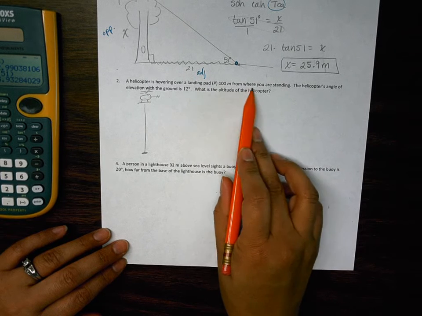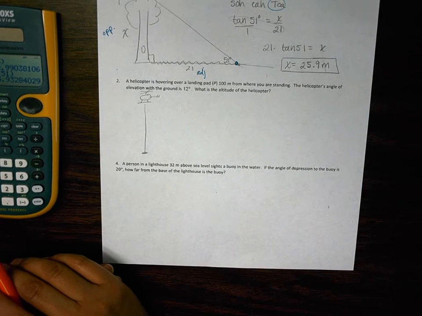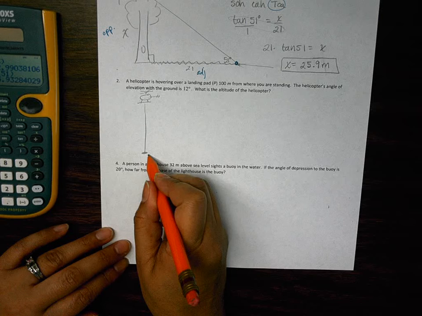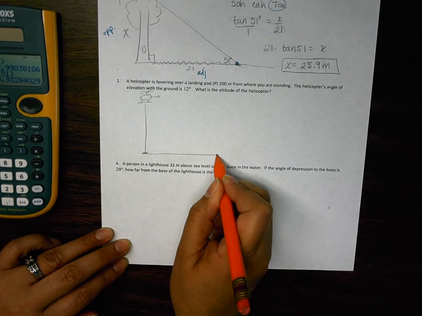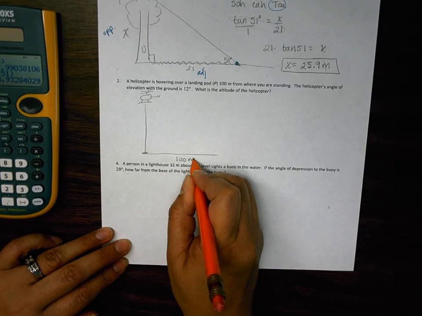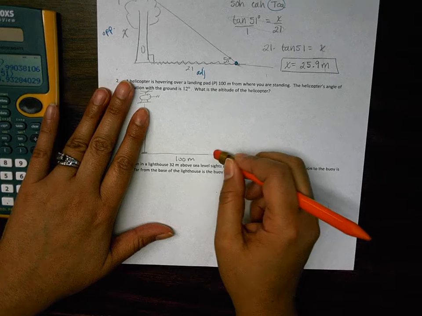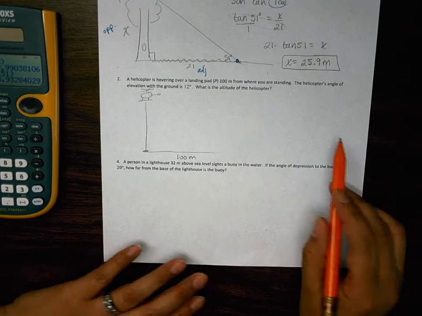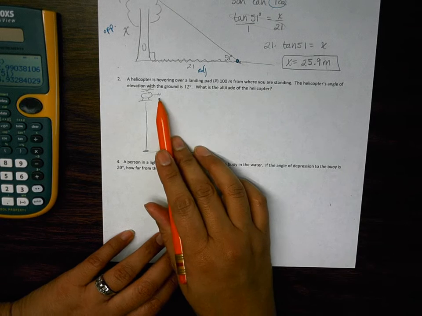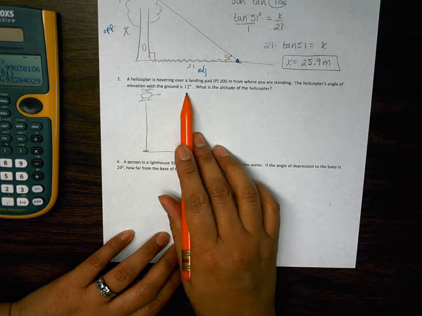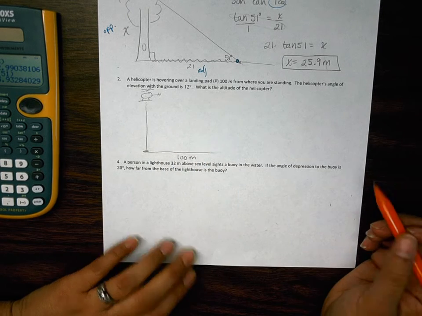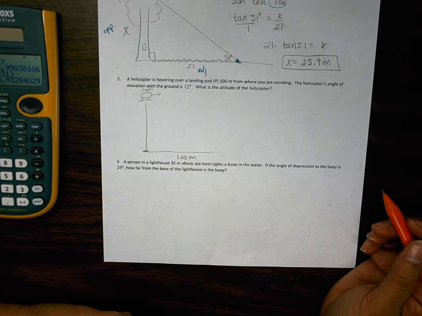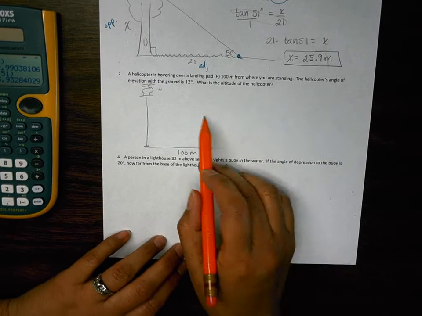The landing pad is 100 meters from where you are standing. So are you next to the landing pad or away from it? How far away? 100 meters. Okay, so the landing pad is 100 meters from where you are standing. The helicopter's angle of elevation with the ground is 12 degrees. What is the altitude of the helicopter?